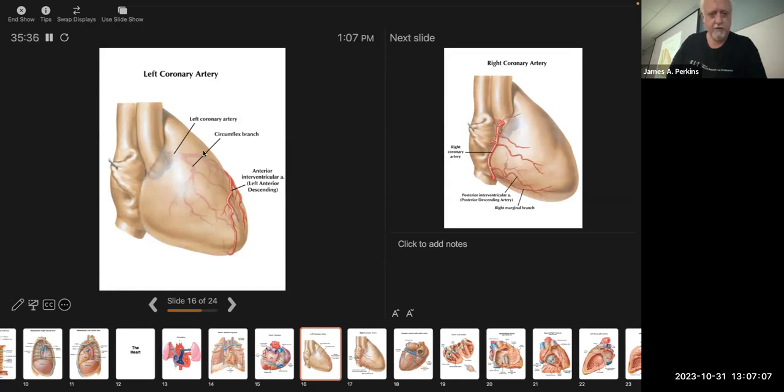So this anterior interventricular artery is one of the branches of the left coronary artery. The other large branch is a circumflex branch, which is going to wrap around towards the back side of the heart to supply the posterior part primarily of the left ventricle.